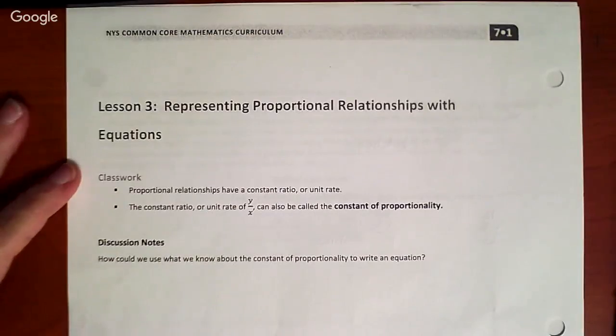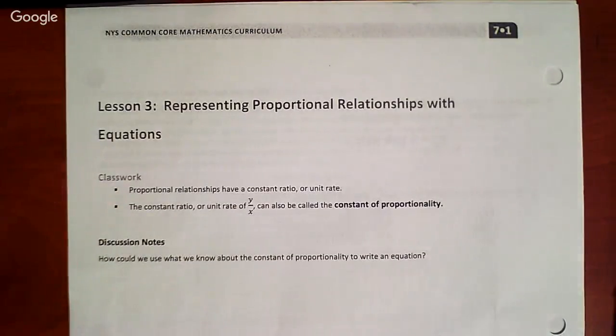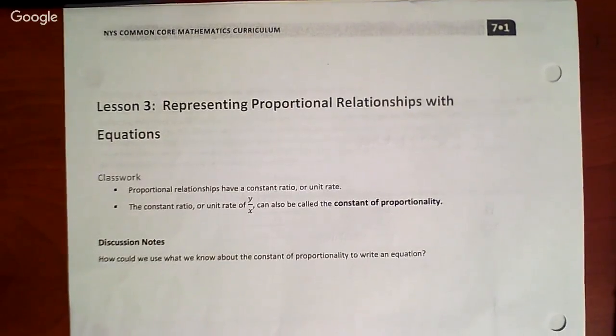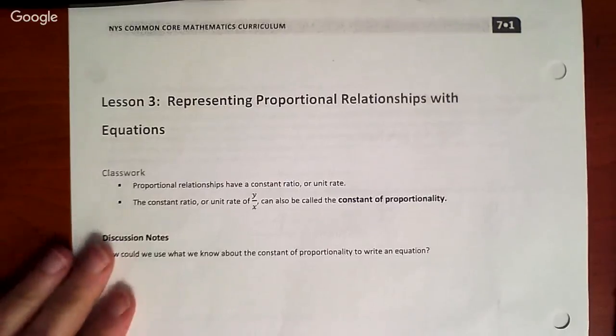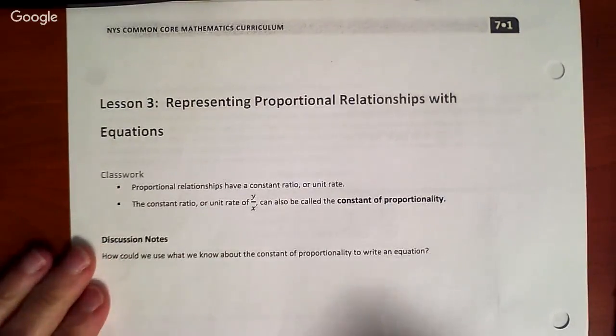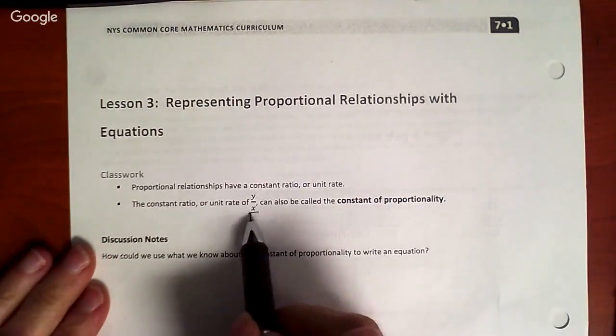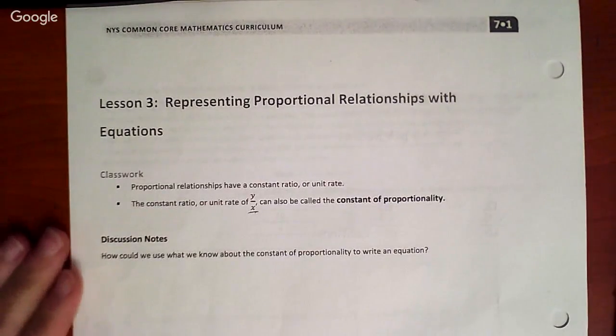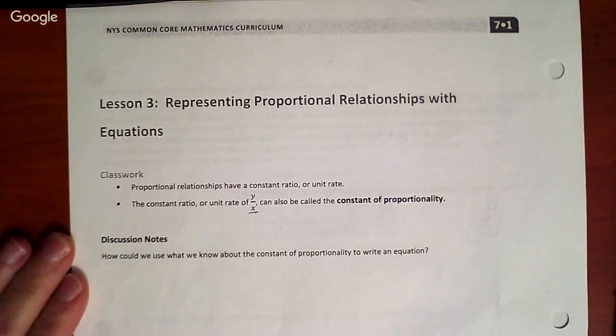Lesson 3, representing proportional relationships with equations. Proportional relationships have a constant ratio or unit rate. The constant ratio or unit rate, y over x, can also be called the constant of proportionality. How could we use what we know about the constant of proportionality to write an equation?